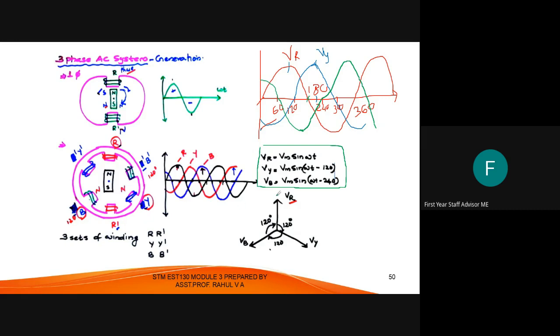Now look at the phasor diagram. Where is the phasor diagram? Here is the phasor diagram. So this is our phasor diagram. You can see that the voltage at R winding is placed here. 120 degree away, voltage of Y winding is there, and again 120 degree or 240 from VR, we have VB. So this is how we have to draw the phasor diagram for a three-phase supply.